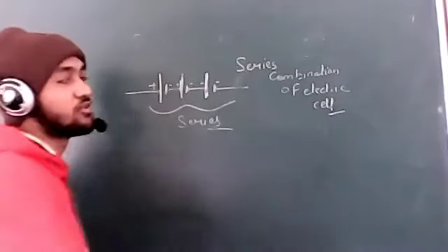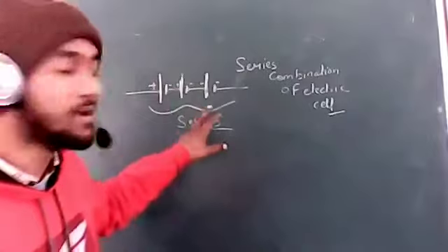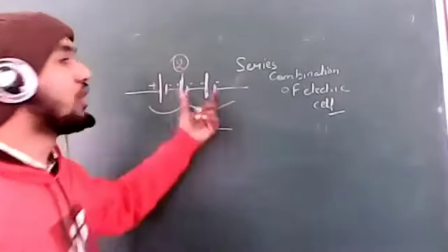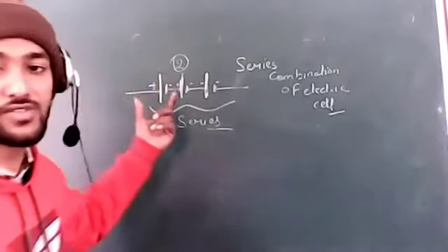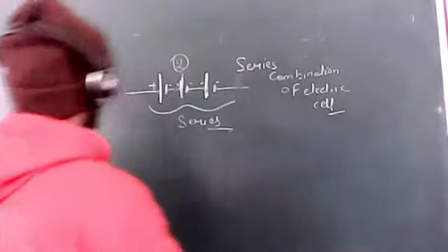And in this also, if any of the batteries does not work, the whole circuit will break. Suppose this second cell is not working, what happens? Current will not flow, the series will be broken, it is said to be an open circuit. Okay. Now the parallel combination of the cells.